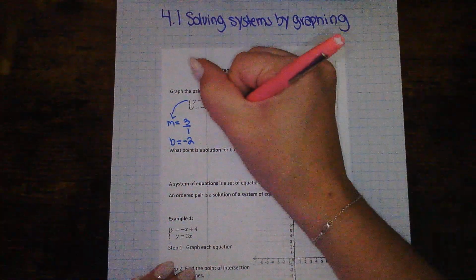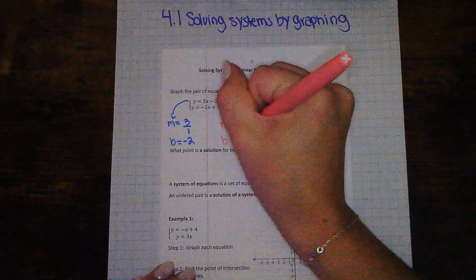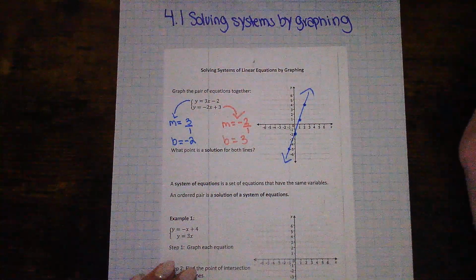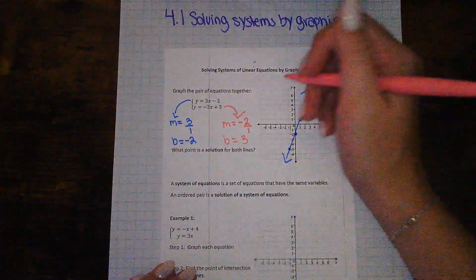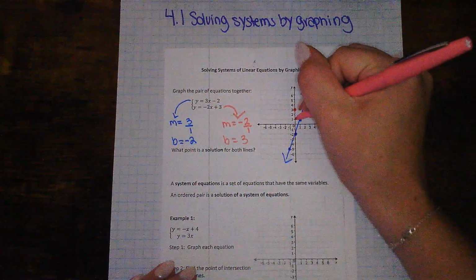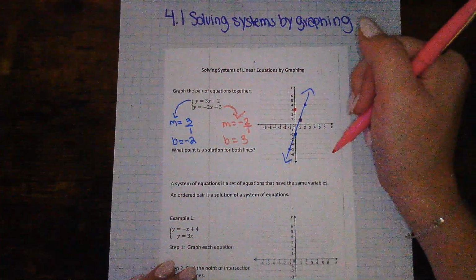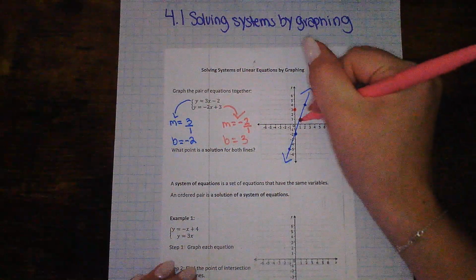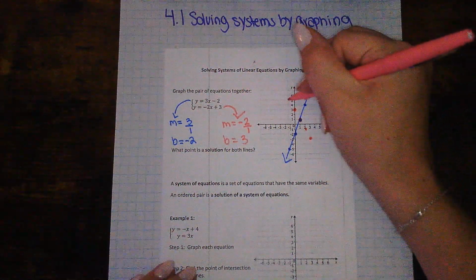So this slope is negative 2 over 1, and this y-intercept is positive 3. So I'm going to start at positive 3 on the graph, and I'm going to count down 2, and this time right 1, to make my slope negative. Down 2, right 1, down 2, right 1, or up 2 and left 1.